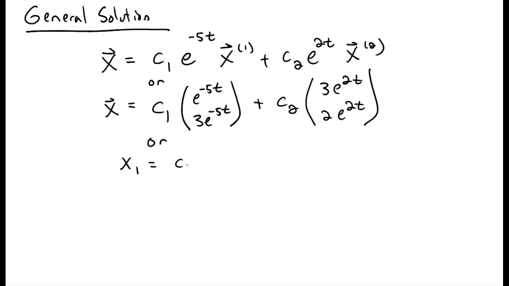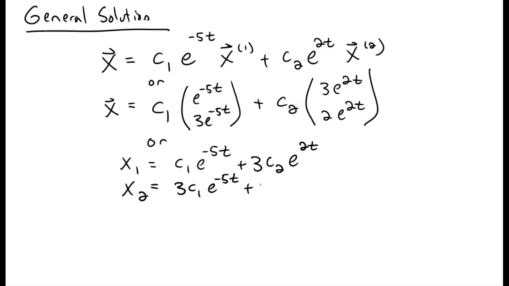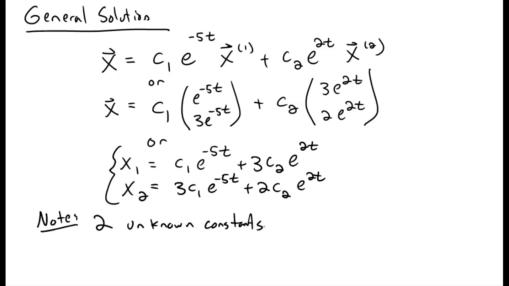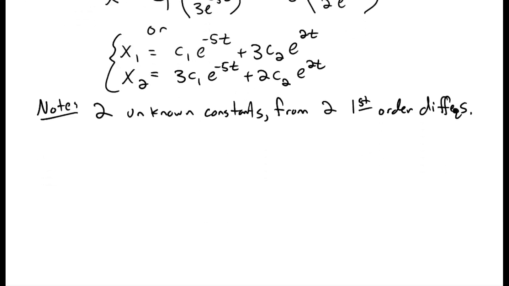Let's write that in terms of the original variables x1 and x2. And so our general solutions are c1 e to the minus 5t plus 3c2 e to the 2t for x1, and for x2, 3c1 e to the minus 5t plus 2c2 e to the 2t. Notice we had two unknown constants in this final solution, and that makes sense because we had two first-order differential equations. So we should have two unknown constants.